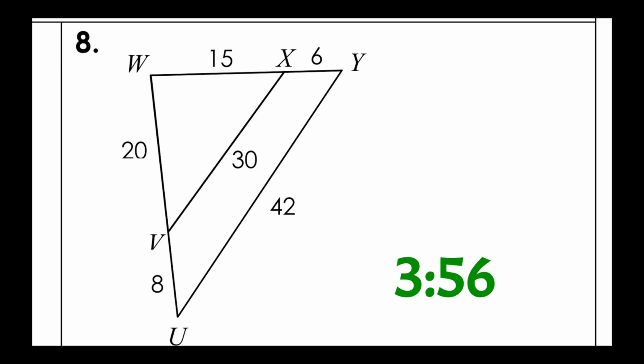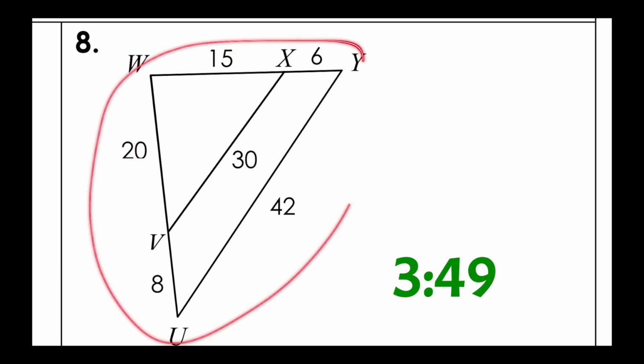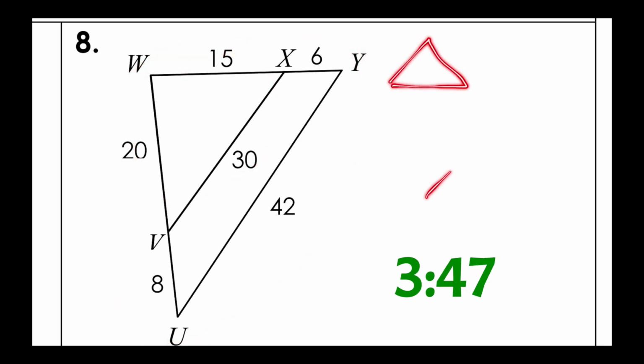Are they similar? First thing I would do is draw the two separate triangles, right? We have the small triangle here, and we have the big triangle. I would draw the two separate triangles so that way you can see them separately. Okay? So go ahead.